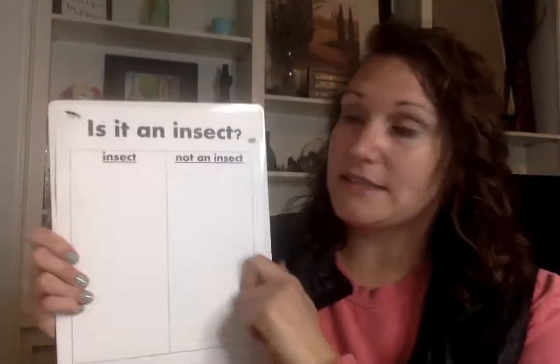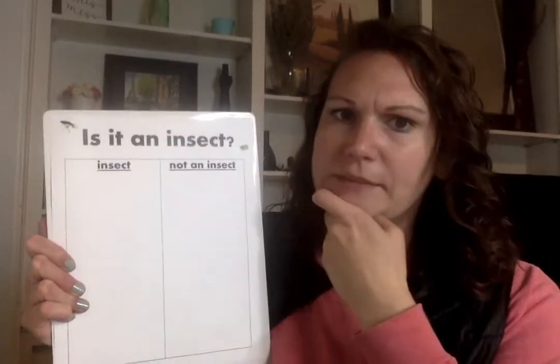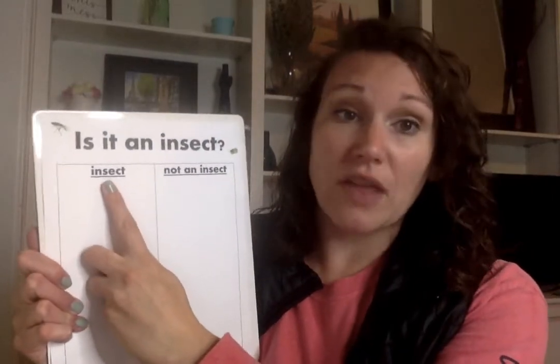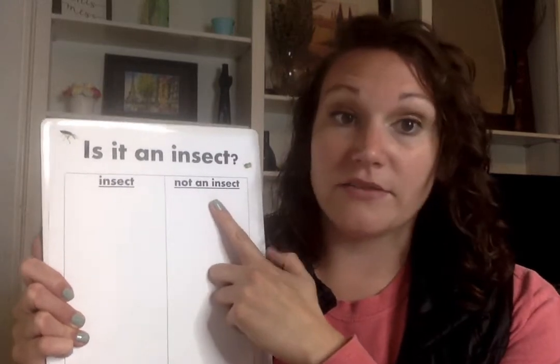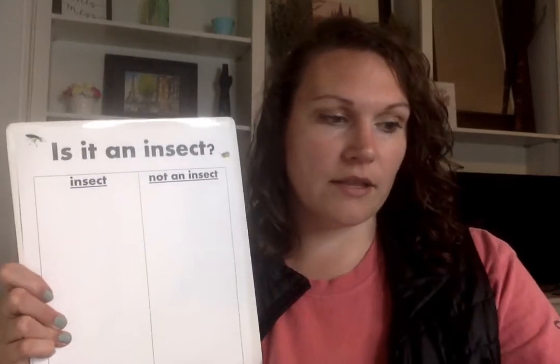Are you ready? All right, I have my chart. It says, is it an insect? This side says insect, so that'll be our yes side. This says not an insect, so that will be our no side. All right, let's look at this.